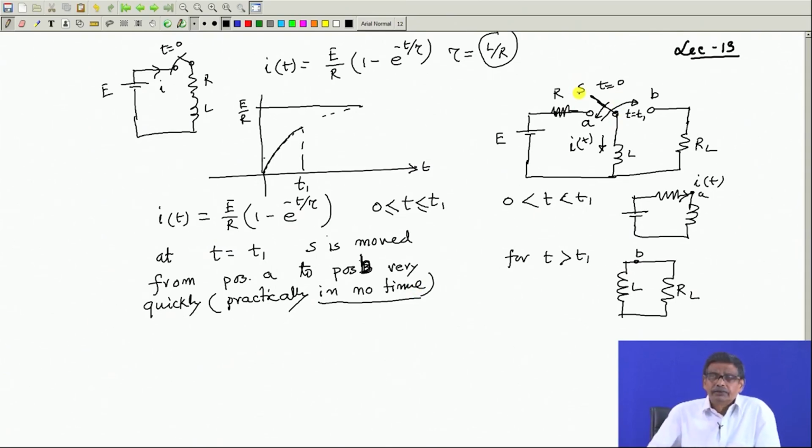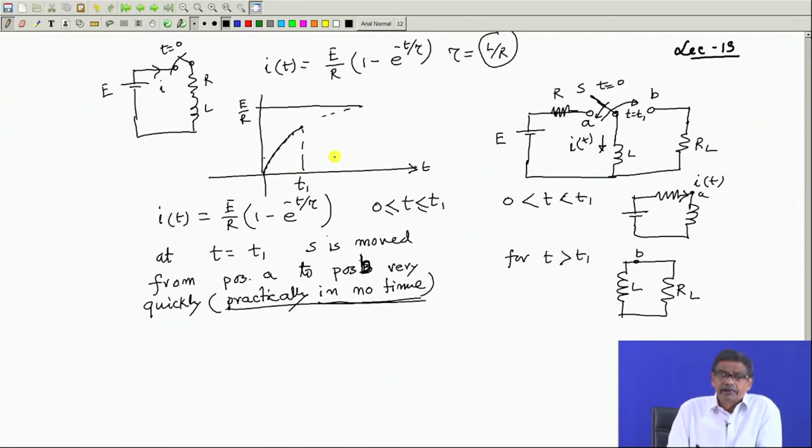We will show you several examples where in practice this can be done. So, that is very important, in practically no time. If that be the case, then my problem was, by these two switchings, I want to find out the current for t greater than 0. For t greater than 0, 0 to t 1 is already obtained. Now, the question is how this current will behave, the nature of the current variation for time greater than t 1. That is what I want to find out.